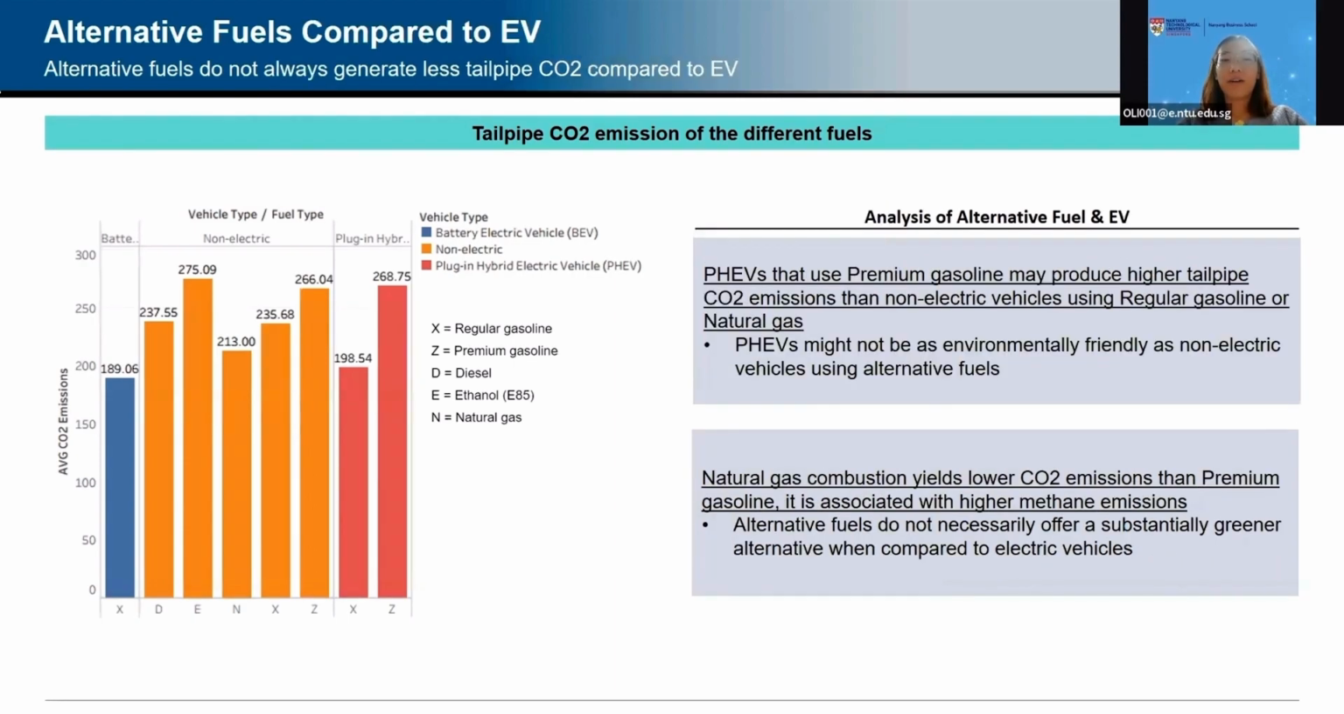At first glance, the graph may suggest that PHEVs using premium gasoline produce higher tailpipe CO2 emissions than non-EVs using regular gasoline or natural gas, potentially indicating PHEVs' lesser environmental friendliness. However, research indicates that premium gasoline contributes to increased tailpipe CO2 emissions compared to regular gasoline. Additionally, while natural gas produces lower CO2 emissions, it leads to higher methane emissions, a more dangerous greenhouse gas than CO2. This underscores that alternative fuels may not significantly outperform electric vehicles in terms of environmental impact.